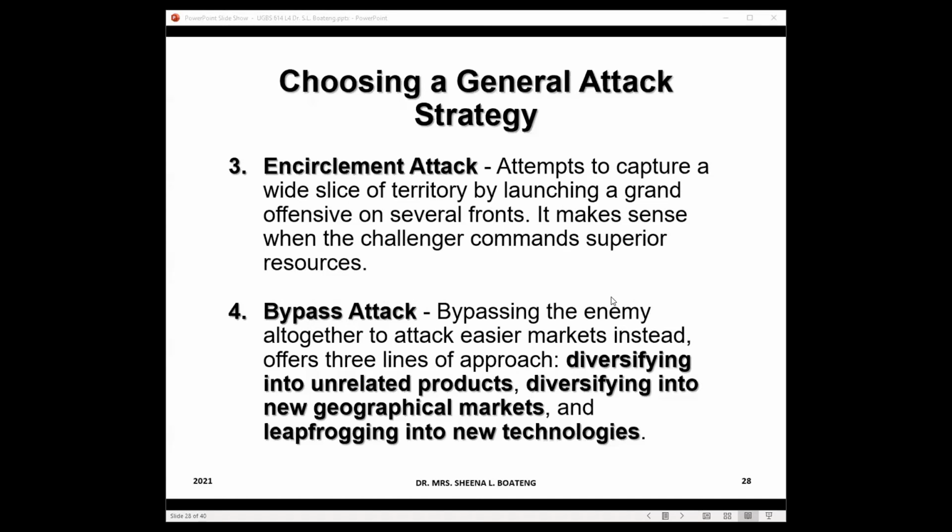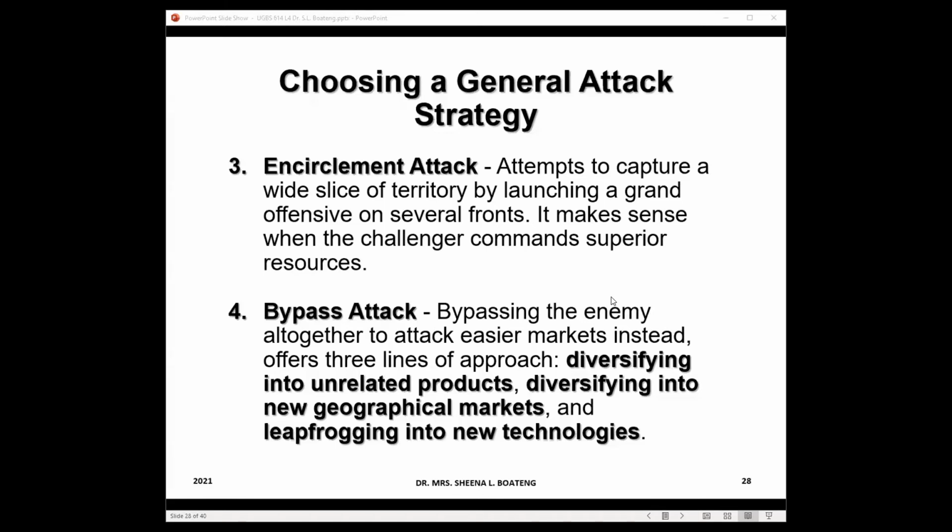And encirclement, just like the frontal attack, also requires a significant allocation of resources. So if you're a challenger and you want to use the encirclement attack, you need significant resource outlays, just like for a frontal attack.